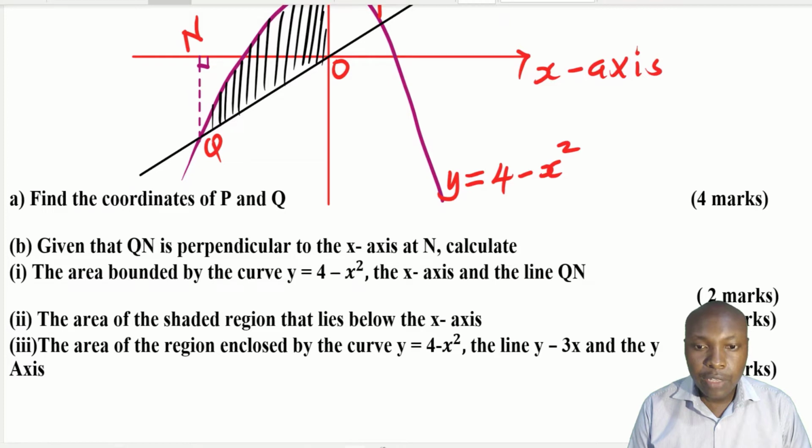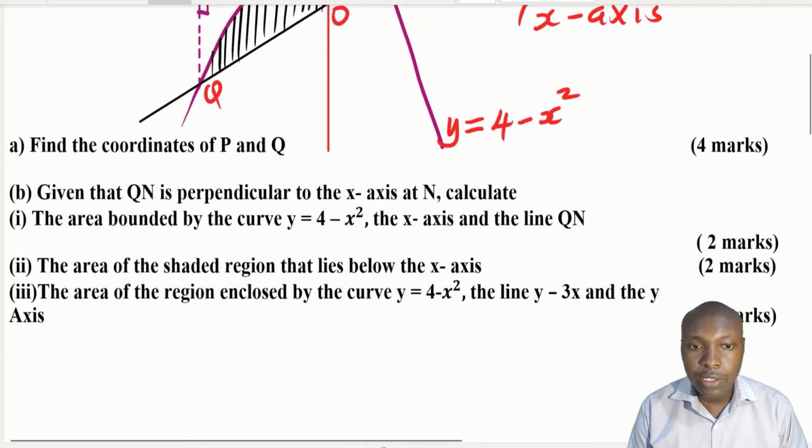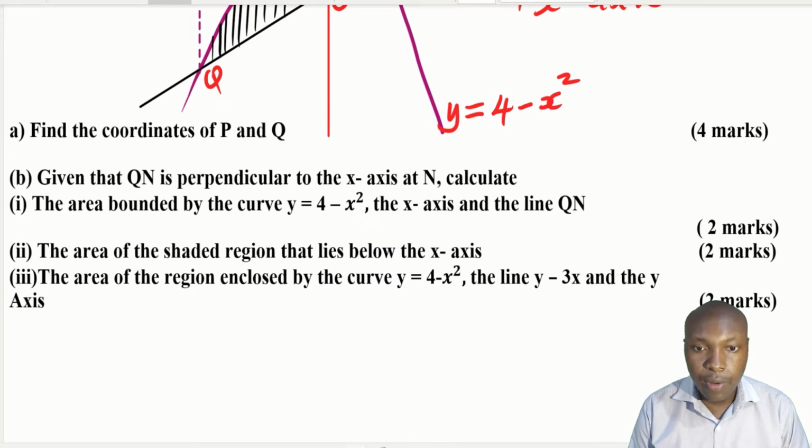Then part B, given that QN is perpendicular to the x-axis at N, calculate part 1, the area bounded by the curve y = 4 - x², the x-axis and the line QN. You can see the points Q and N shown there in the diagram. Part 2, the area of the shaded region that lies below the x-axis.